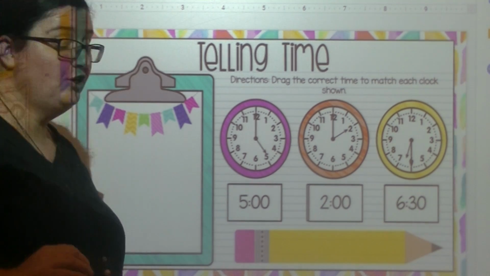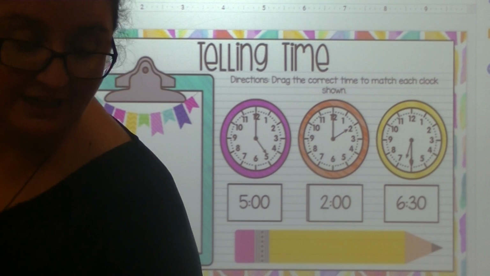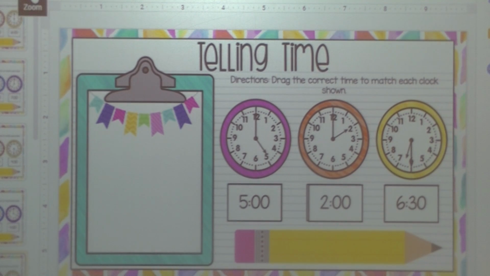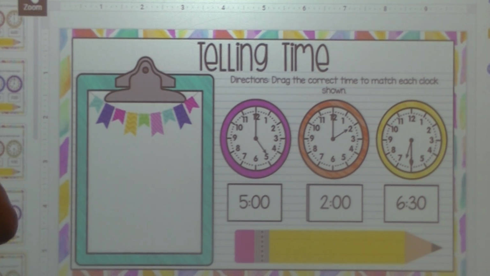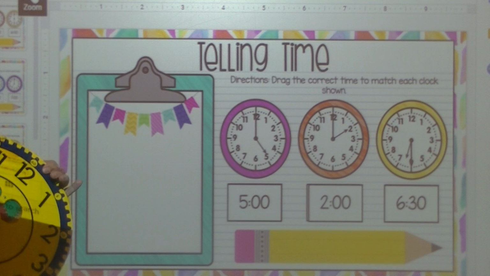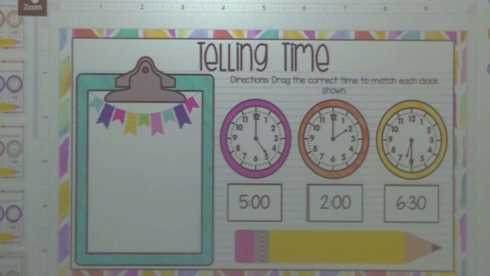So let's look at yours, and I'll look at mine. And let's count how many minutes are in 1 hour. Start with the 1, 5, 10, 15, 20, 25, 30, 35, 40, 45, 50, 55, 60. Very good job. 60 minutes in 1 hour. All right, now you're going to show me some times.